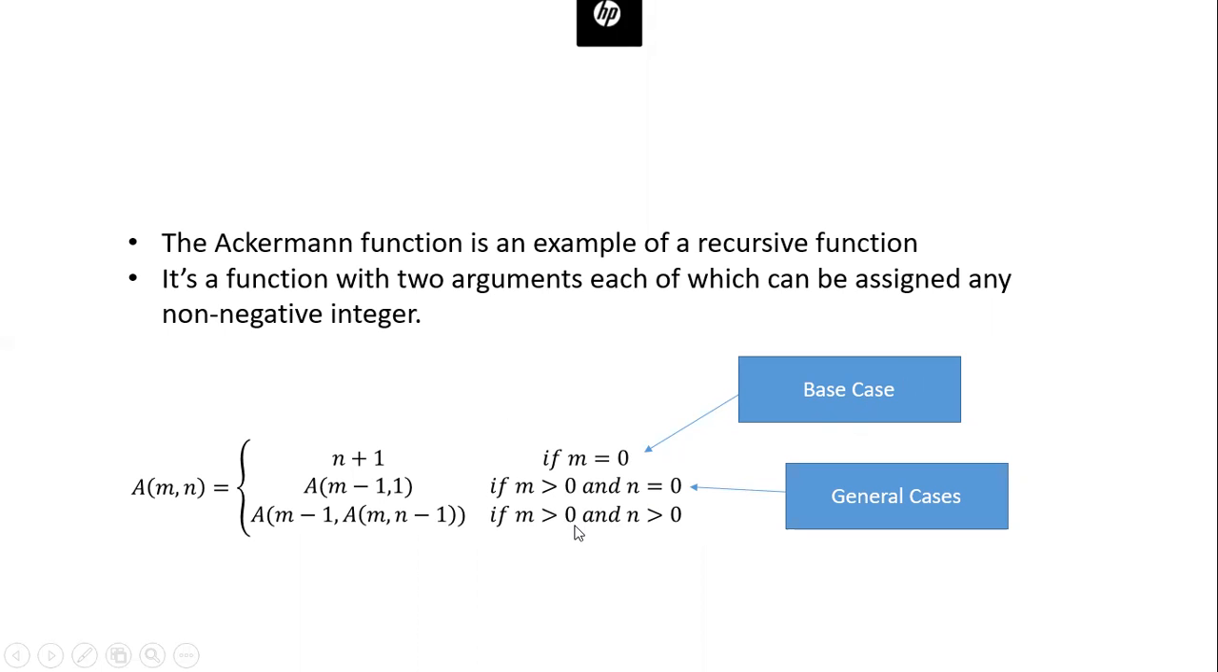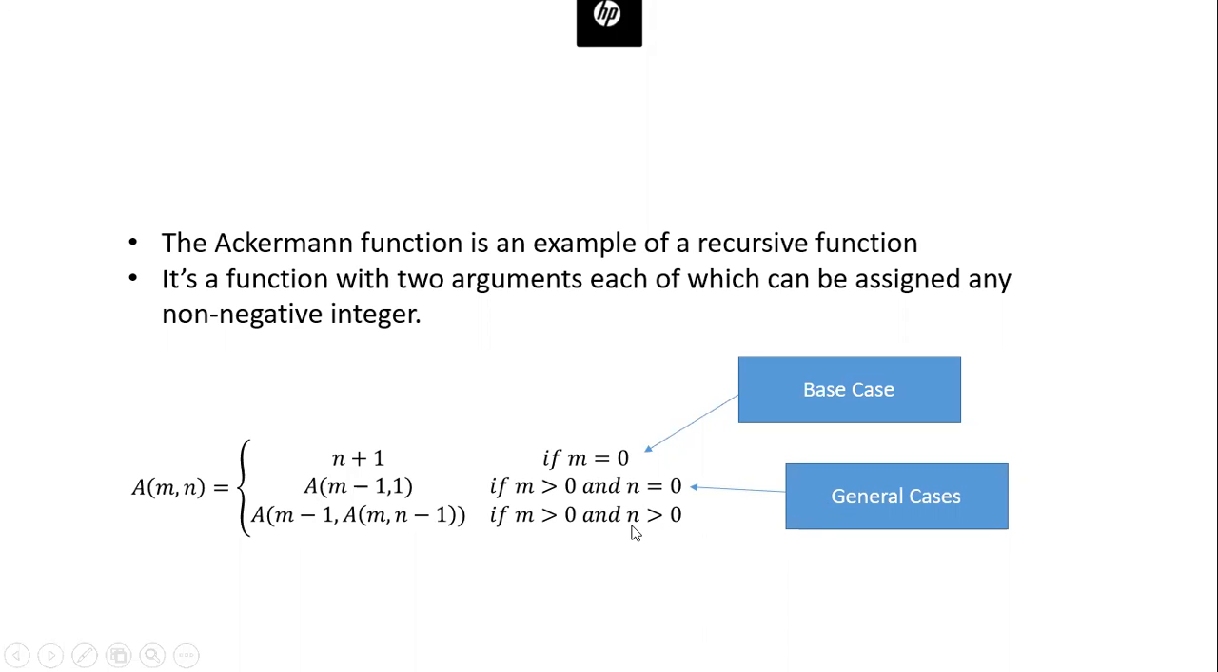There are two general cases. One general case is if m is greater than 0 and n is equal to 0. In this case, the value of the function is obtained through a recursive call where we pass two arguments: one is m minus 1 and the other is 1. So we are going to call the same function A by passing m minus 1 and 1.